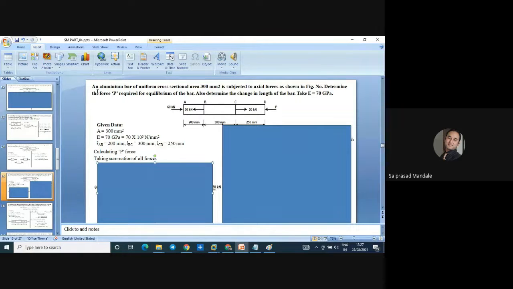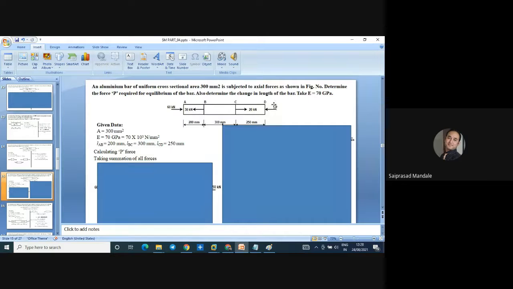An aluminum bar of uniform cross-section area 300 mm square is subjected to axial force as shown in the figure. So this is the structural member. Loading on A, B, B, C, C, D is given as 60, 30, 20, P, 200, 300 and 250. Determine the force P required for the equilibrium of the bar. Also determine the change in the length of the bar. Take E equal to 70 GPa. Area, E and lengths are given to us, and we calculate the change in length.